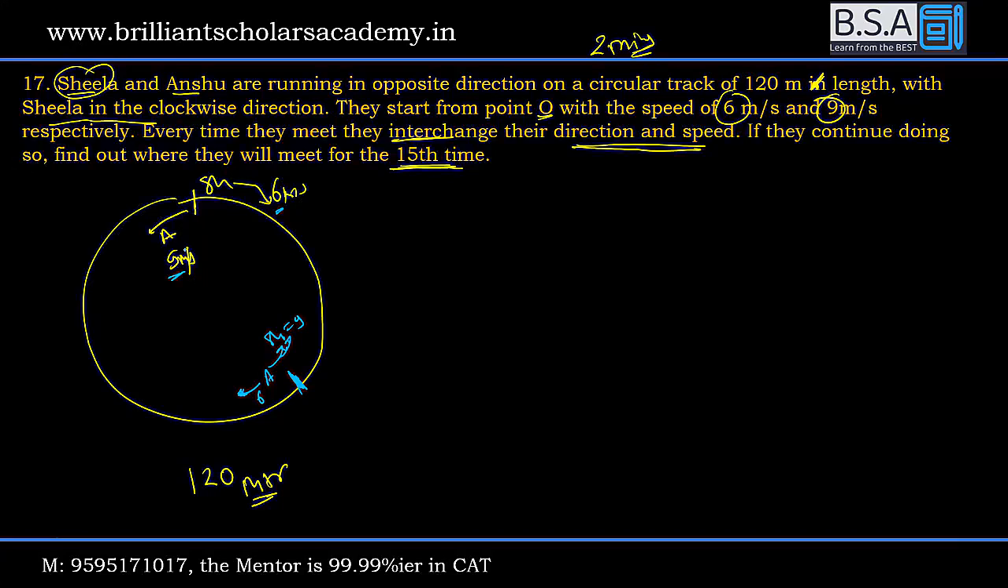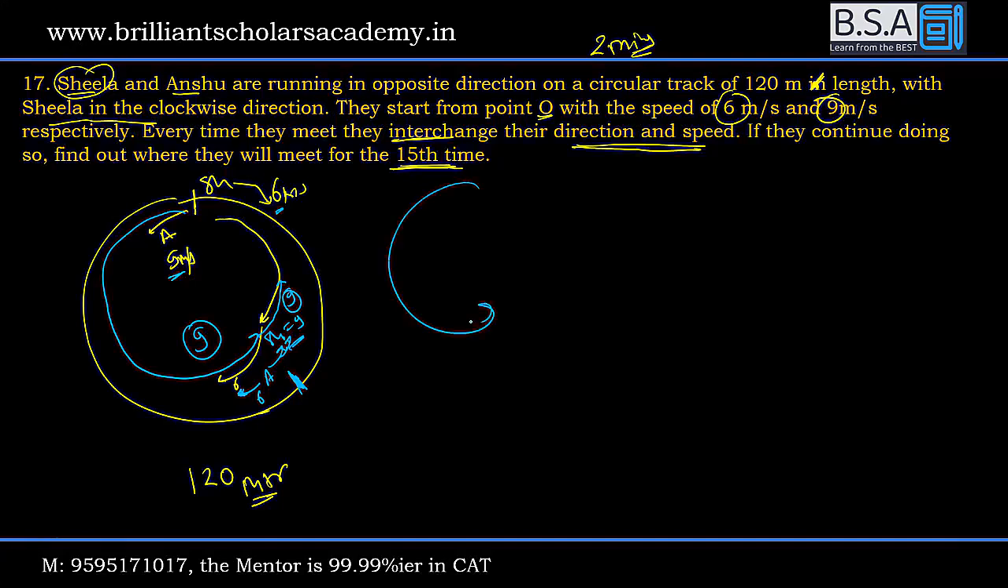When the race started, somebody, A, B or C, was traveling in this direction with the speed of 9. Somebody else was traveling with the speed of 6 in this direction. Even after they meet, somebody is still traveling with the speed of 6. So the name might have changed. Somebody is still traveling with the speed of 9. Look, Sheila is still going with the speed of 9. The name might have changed, but there is always somebody traveling with the speed of 9 in the anti-clockwise direction.